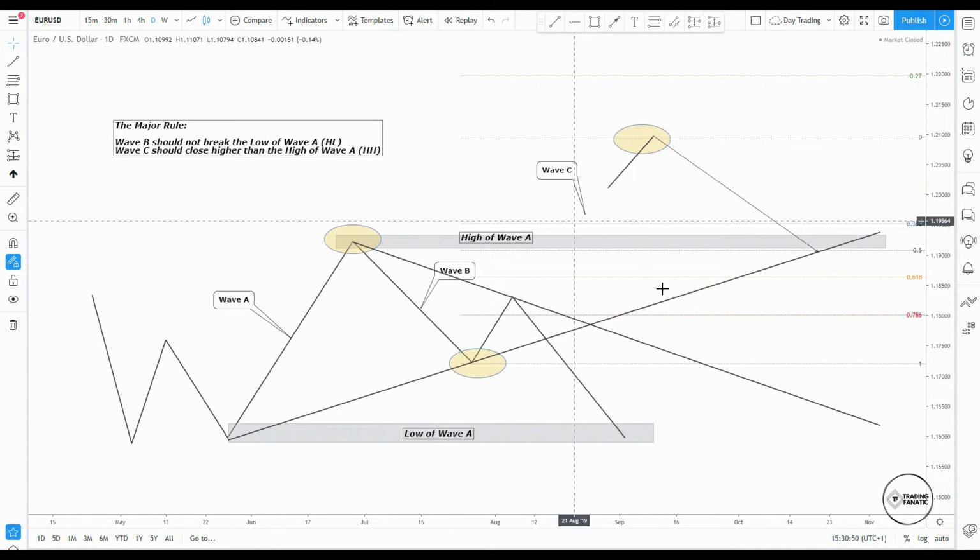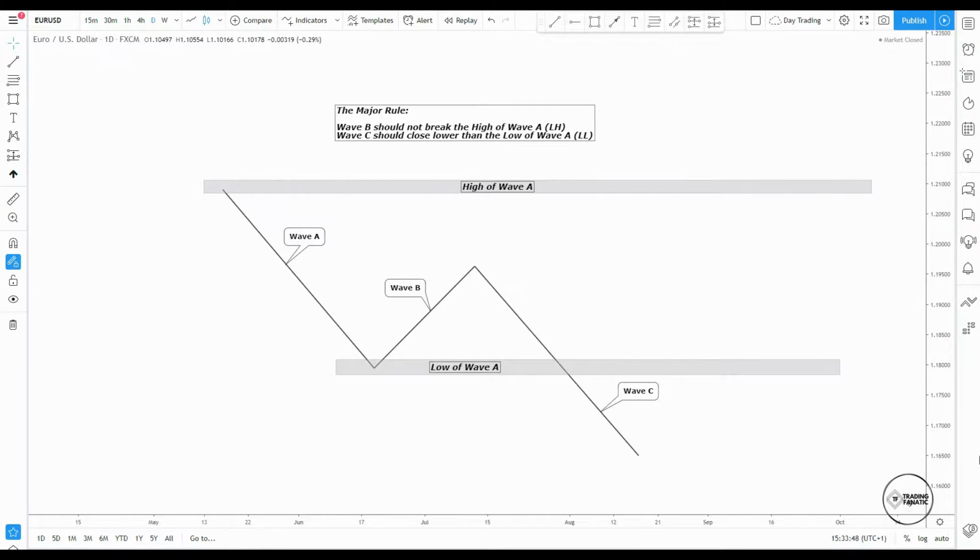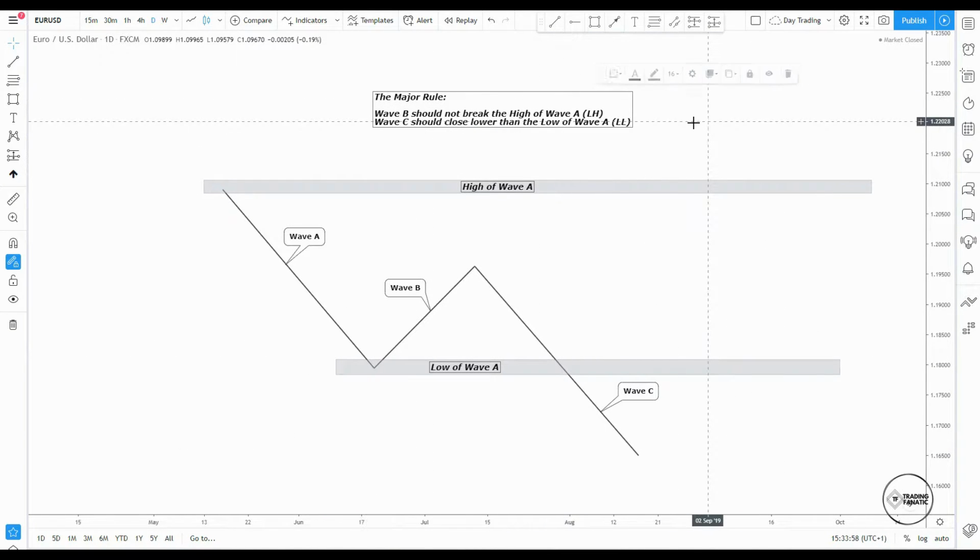So right now it got pretty messy. Let's go to the real charts as we always do to find some trend lines and to see how we're going to trade them. Just quickly to cover the situation for a short bias market and a descending trend line. So you see we have again wave A, wave B, and wave C, and our major rule is slightly different, but you should know that.